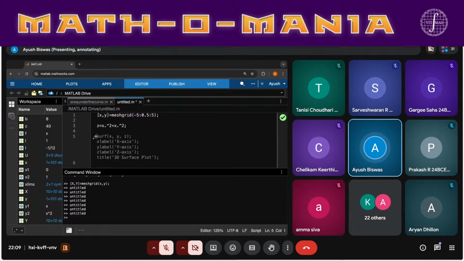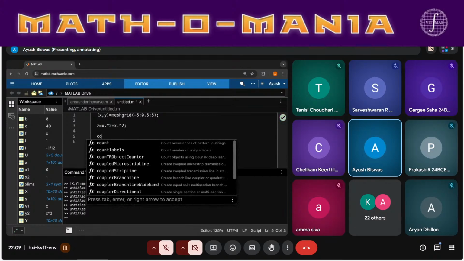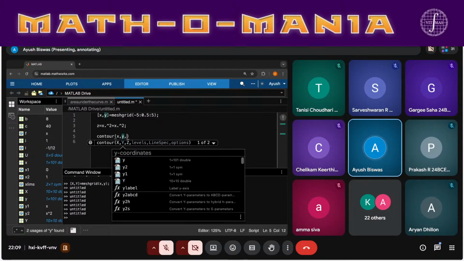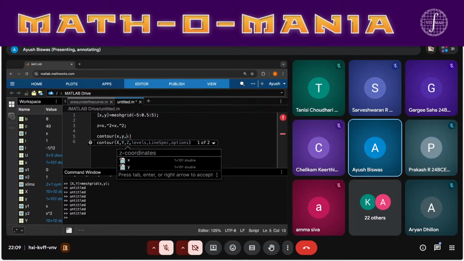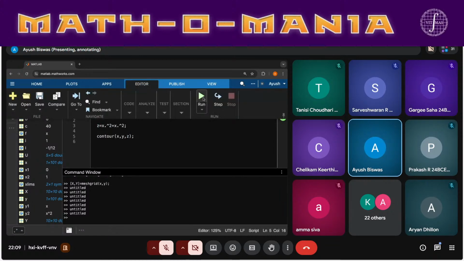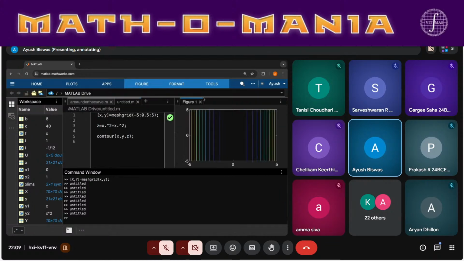First, let's do the contour plot. So we can quite simply just do contour x, y, and z. Let's run it. So yeah, as you can see, we get a contour plot, and the 3D graph is basically visualized on a 2D plane.